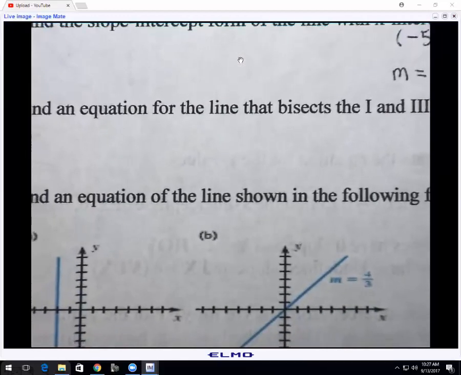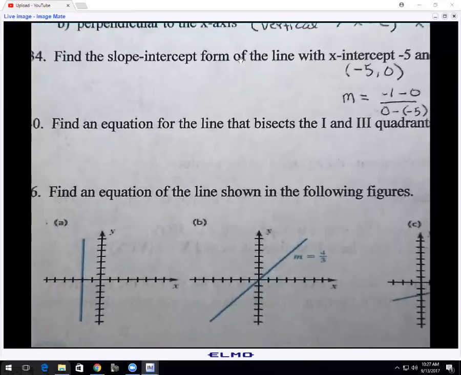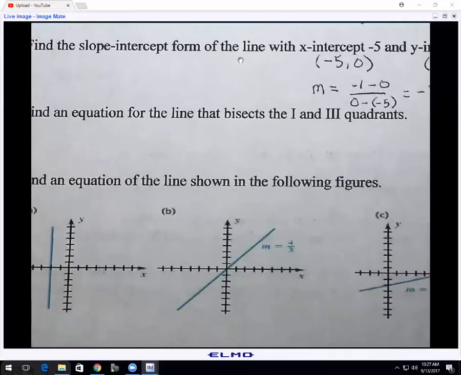All right. Number 40 says find the equation of the line that bisects the first and third quadrants. I've never been given information like that before. I've either been given a point and a slope, or I've been given 2 points. I don't have a formula for that.